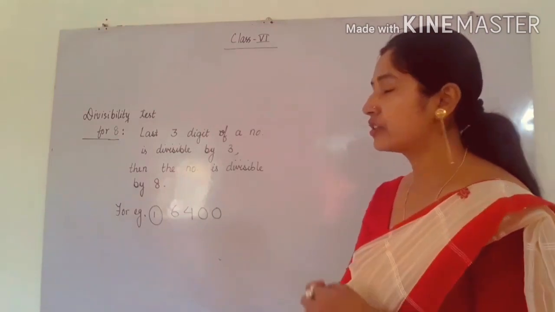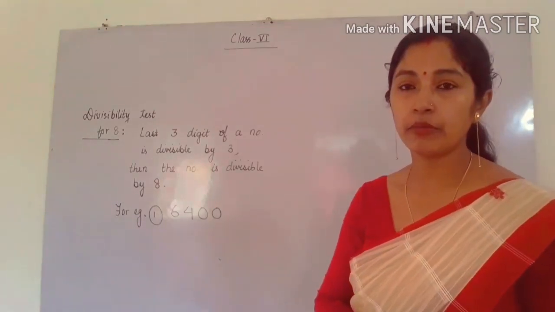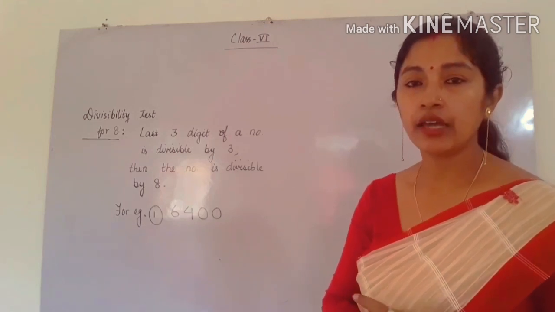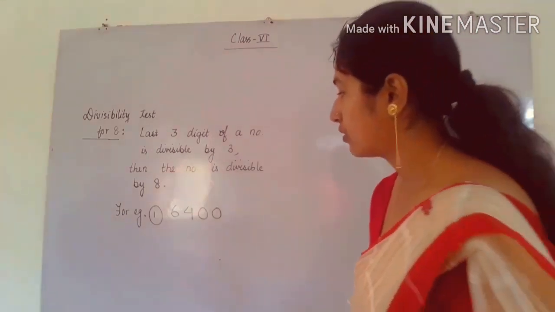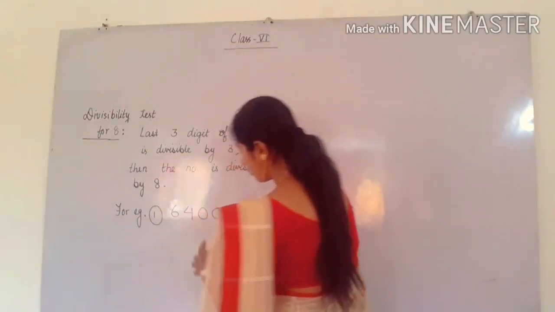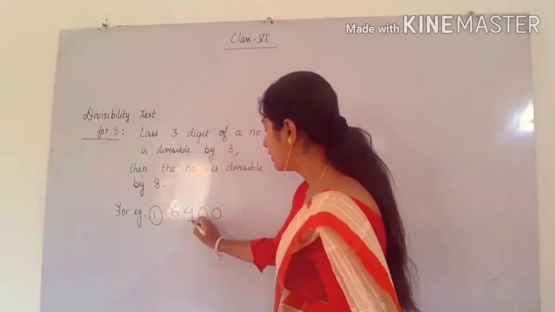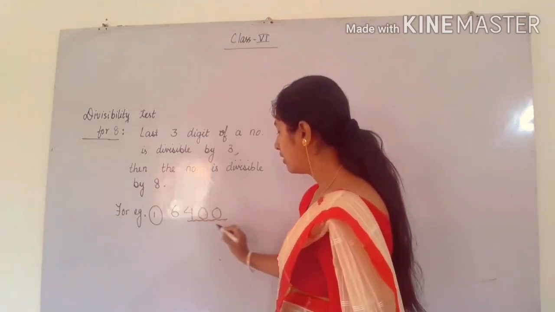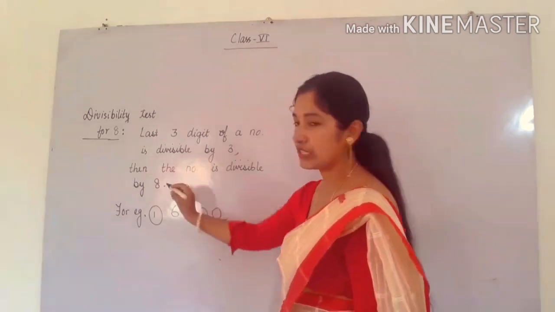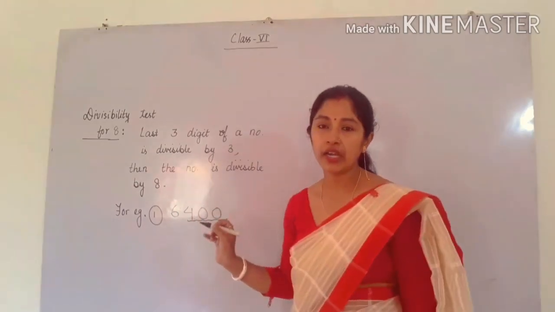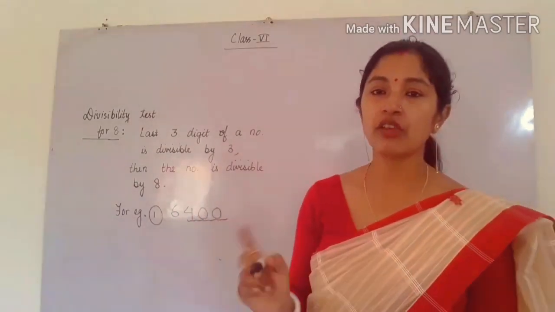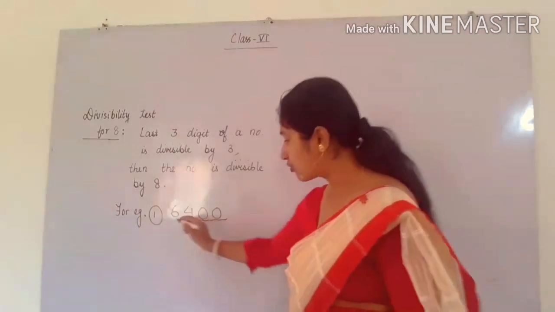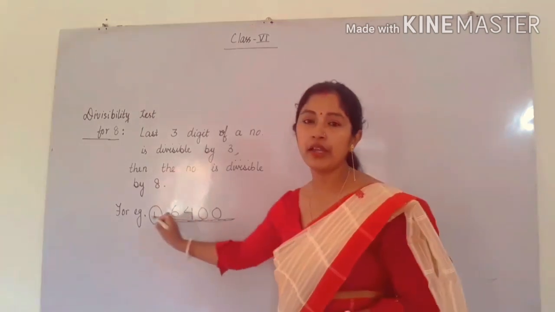In this case you have to check the last 3 digits of a number. If the last 3 digits of a number are divisible by 8, then the number will be divisible by 8. The example is 6400. See here, the last 3 digits of this number are 400. When we divide 400 by 8, you will get remainder 0. That means 400 is divisible by 8, so 6400 is also divisible by 8.